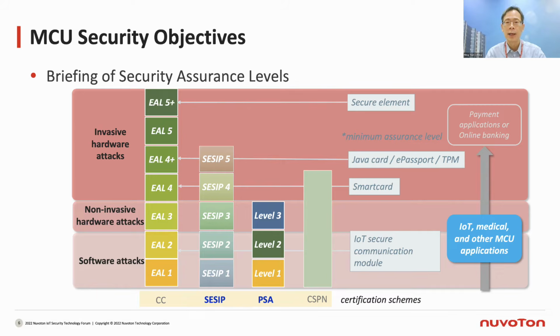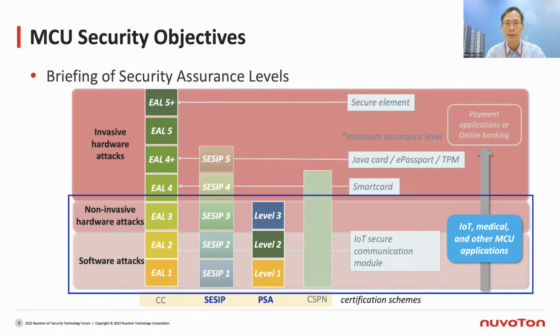Fortunately, mature IoT MCU security standards and certification schemes are already available. These standards and certification schemes can help users, as well as MCU manufacturers, understand the potential security level of the MCU. I want to show you two common security standards. One is Platform Security Architecture, called PSA. The other one is Security Evaluation Scheme for IoT platforms, called SESIP.